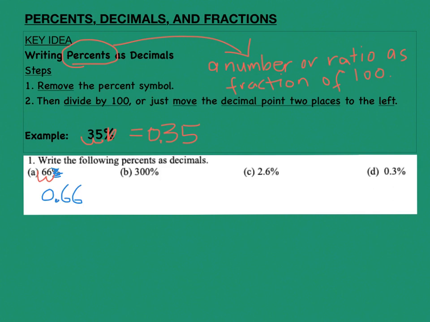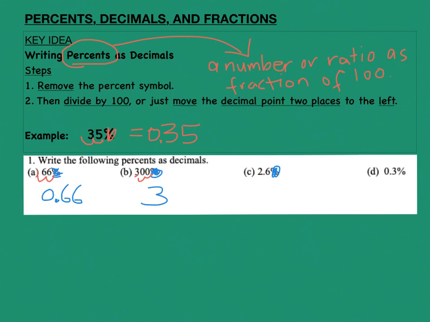Okay. And for 1B, you want to first remove the percent symbol. You end up with 300. And step 2, you want to move the decimal point 2 places to the left because we are dividing by 100. So you end up with 3 as your answer.